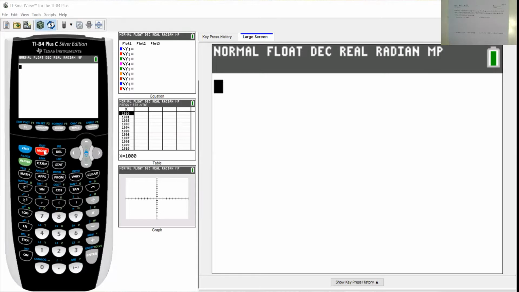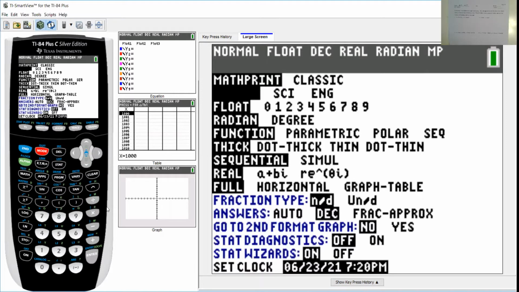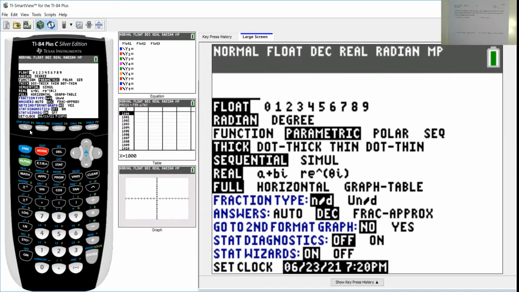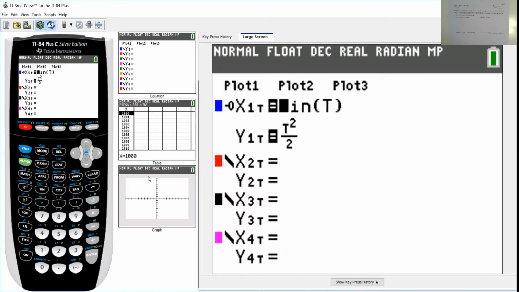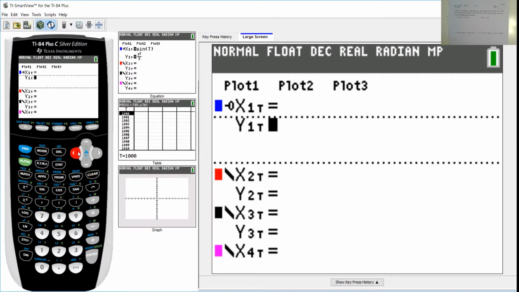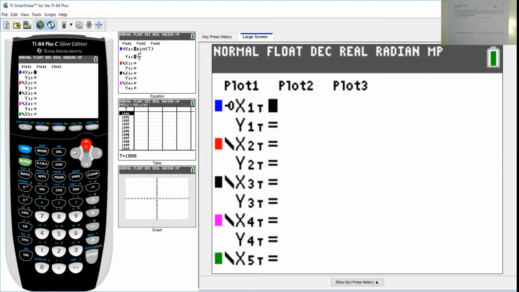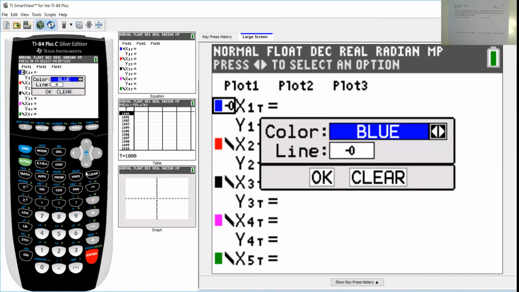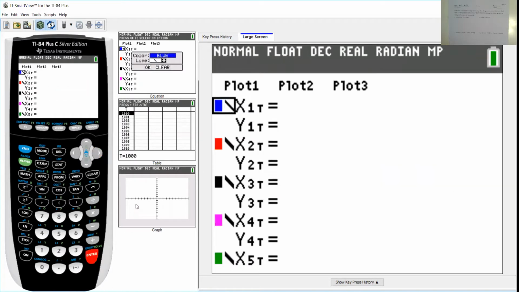And we hit mode. And then we go down and we hit parametric. And we quit out of that and go to y equals. I don't like what I have over here. So enter. Let's go down and make it a line. Yeah, should do. And we'll leave it blue.